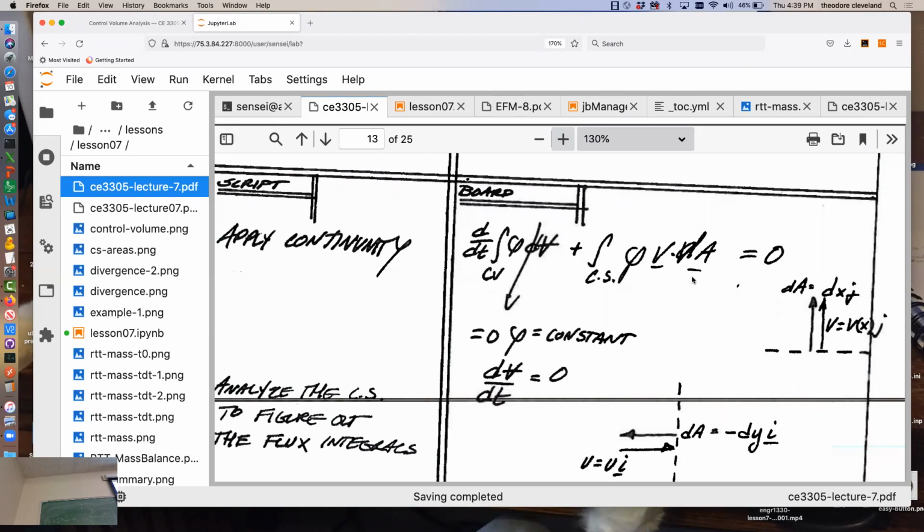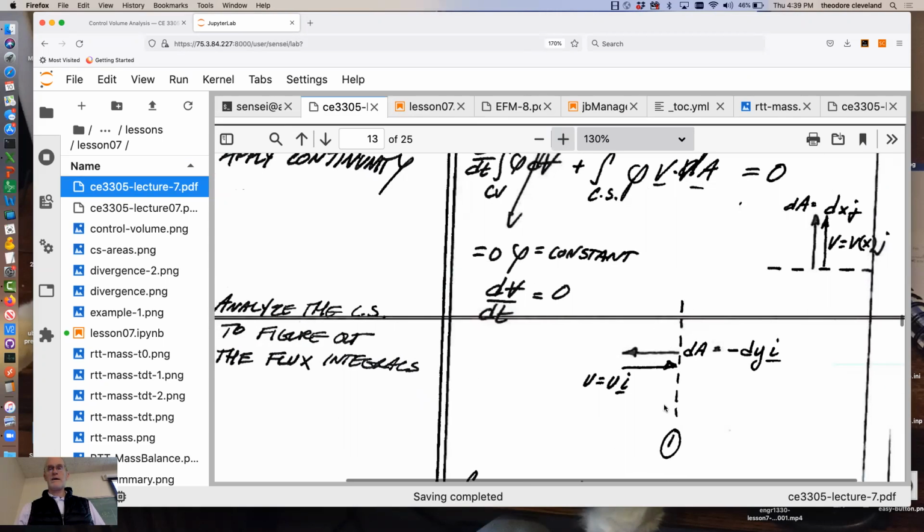That's an example where that integral vanishes. So we're stipulating that here. It's 0 because the density is constant and the volume itself is not changing with time. In this case, we had the volume moving up and down. And then the integral over the control surface of rho v dot dA.